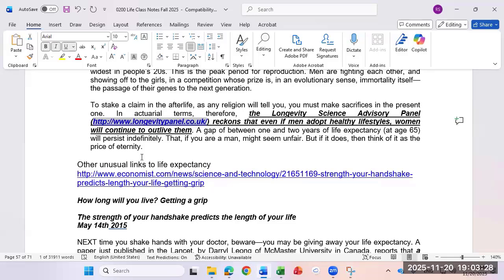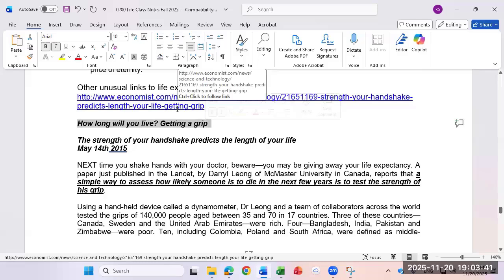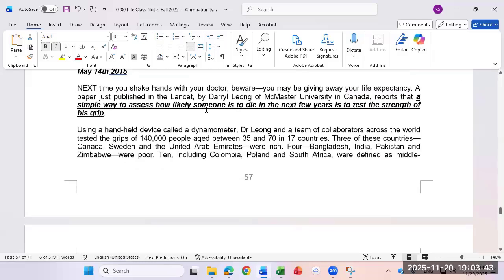How do you improve your longevity? You start doing it in your 20s and 30s. You don't start doing it in your 70s. But yeah, that's huge. Something related to strength is hand grip, how strong your handshake is. There's a relationship between that and your longevity. A simple way to assess how likely someone is to die in the next few years is to test the strength of their grip. That's probably very related to that strength as well.